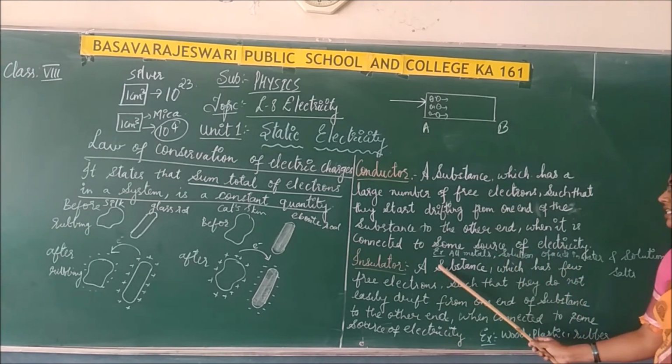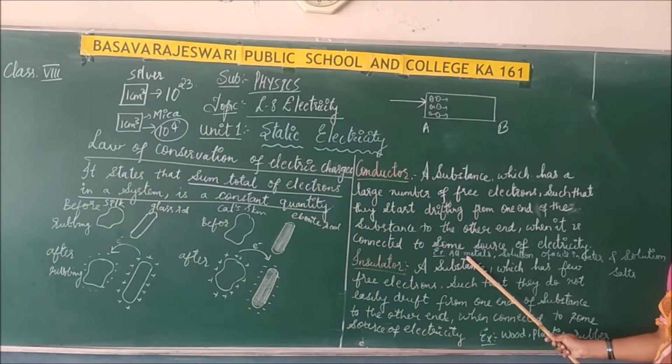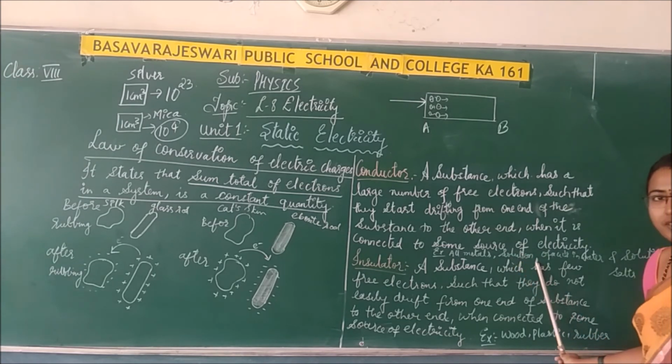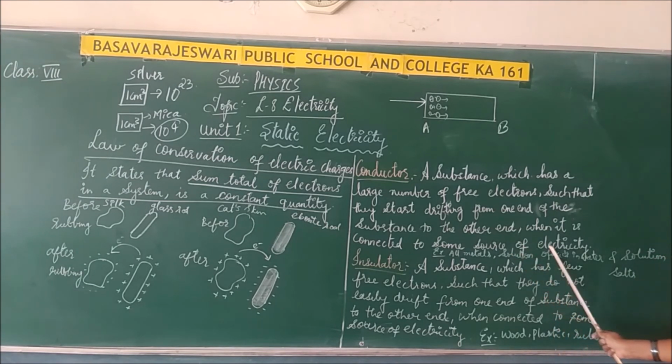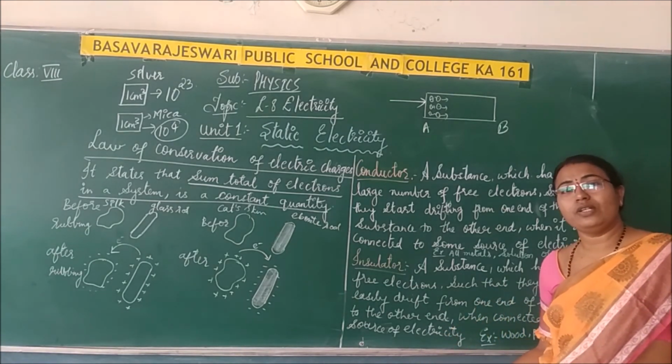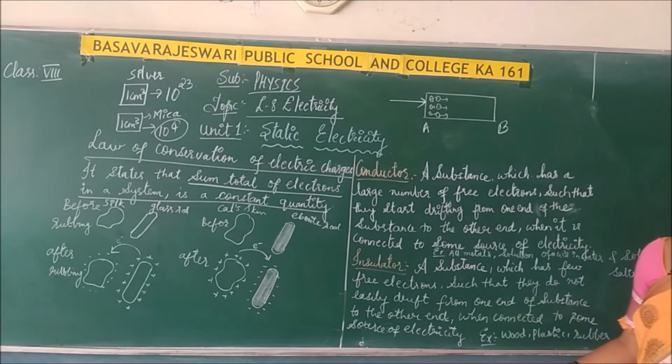So examples are all metals, almost all the metals are good conductors of electricity, and also solutions of acids in water. When you prepare solutions of acids in water, even that becomes a good conductor of electricity. You might have learned about electrolysis, right? So that solution of acids in water, and also solution of soluble salts. When you prepare the solution of soluble salts, even that becomes a good conductor.